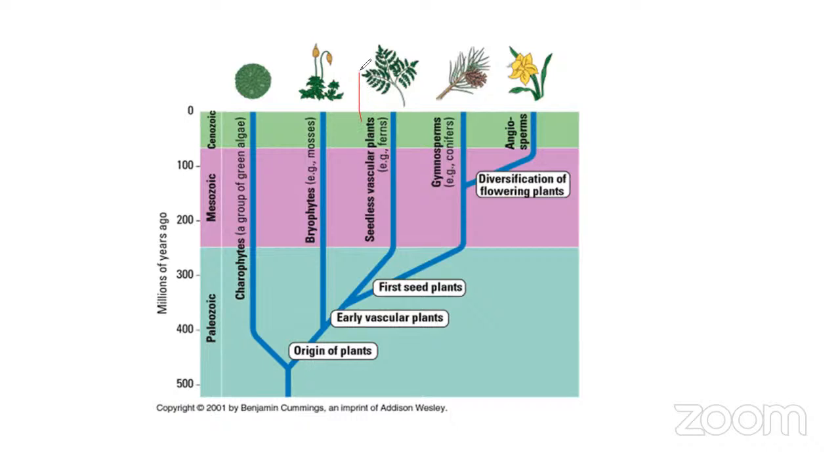So these are what we've termed our ferns and fern allies previously. So our seedless vascular plants. So they're going to have xylem and phloem, they're going to have vasculature, but they're not going to have seeds. They're going to reproduce using spores. So that's how we group these together.